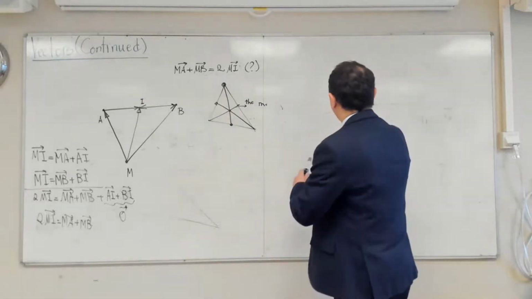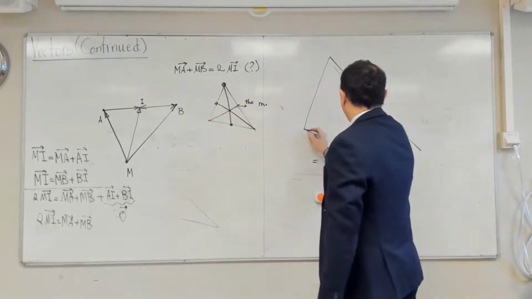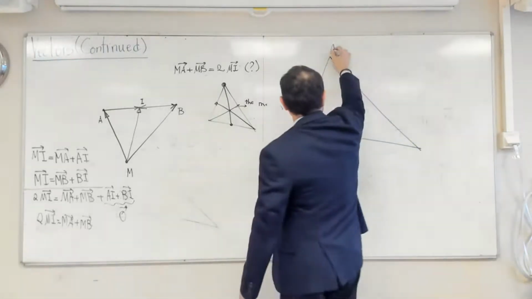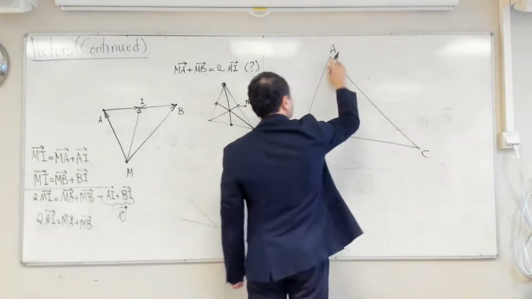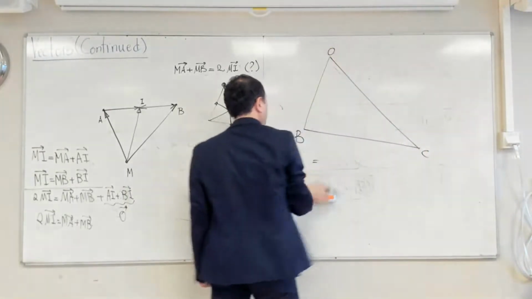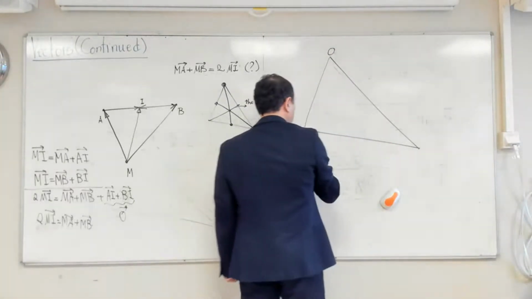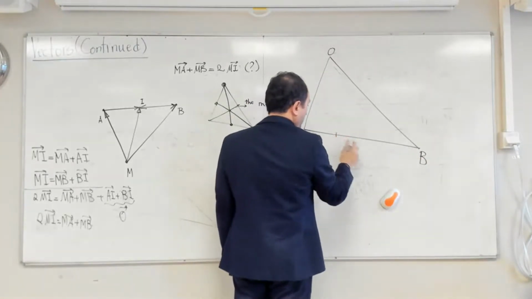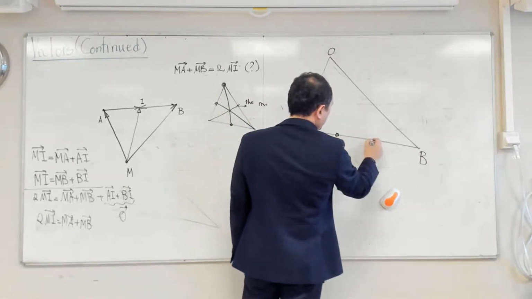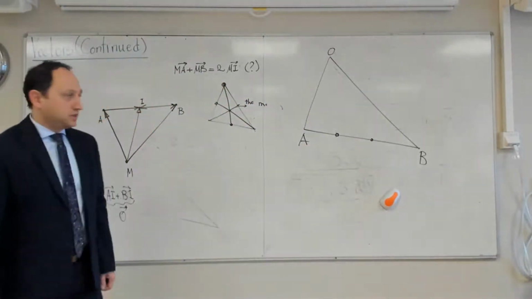So if I have a triangle in this form, for example, A, B, C. Now let me write it O, A, B, okay? And then I divide this into 3 equal pieces. I don't want to concentrate on the middle. Divide this into 3 equal pieces.